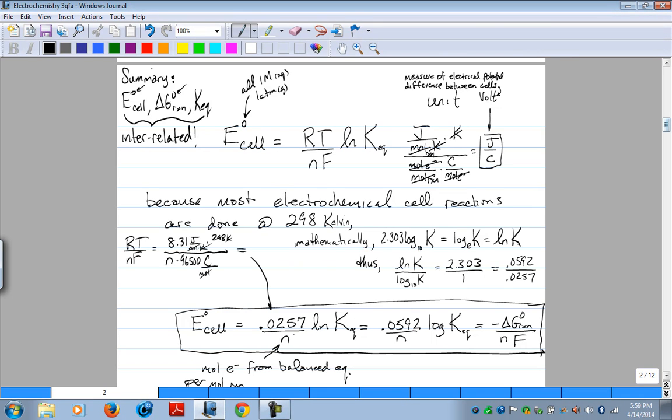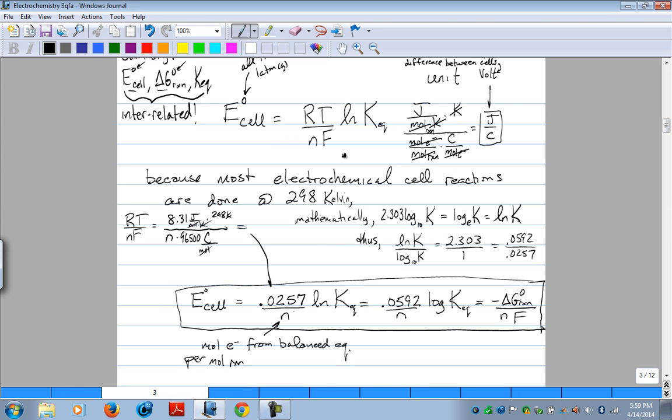This lesson shows you how to relate and apply the Nernst equation at equilibrium conditions to relate the standard cell potential difference, the standard Gibbs free energy change, and the equilibrium constant for a given reaction. From the Nernst equation at equilibrium, we see the relationship that the standard cell potential difference equals the constants RT over F, and we have n, the number of moles of electrons per mole of reaction, in the denominator, times the natural log of the equilibrium constant.